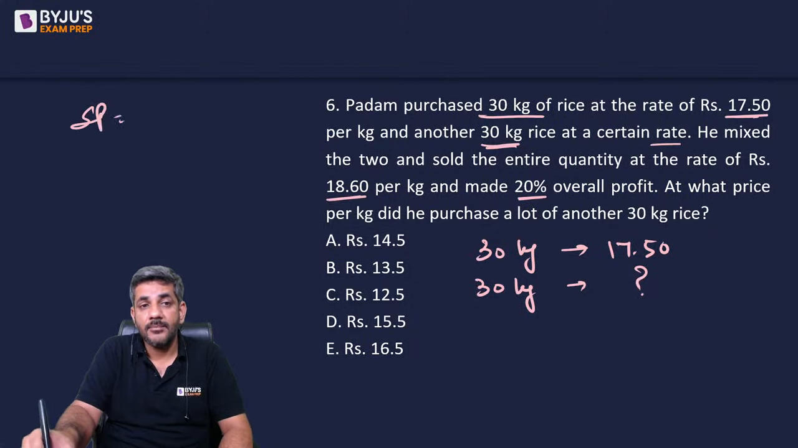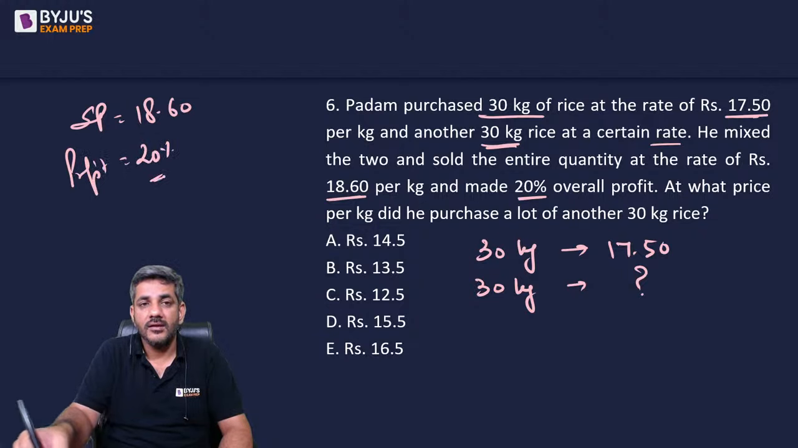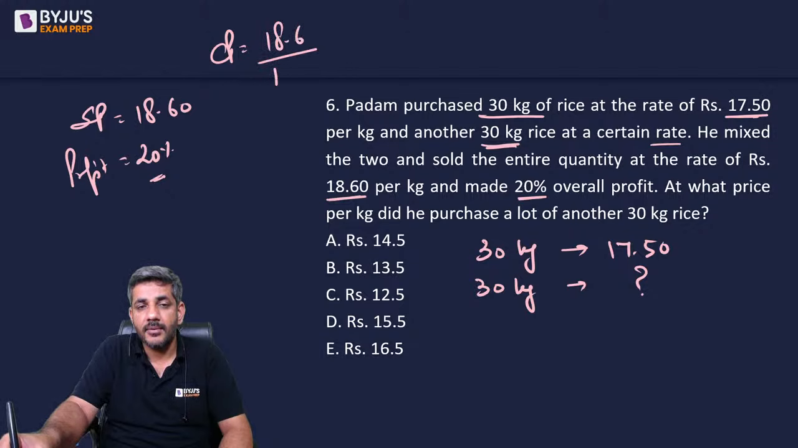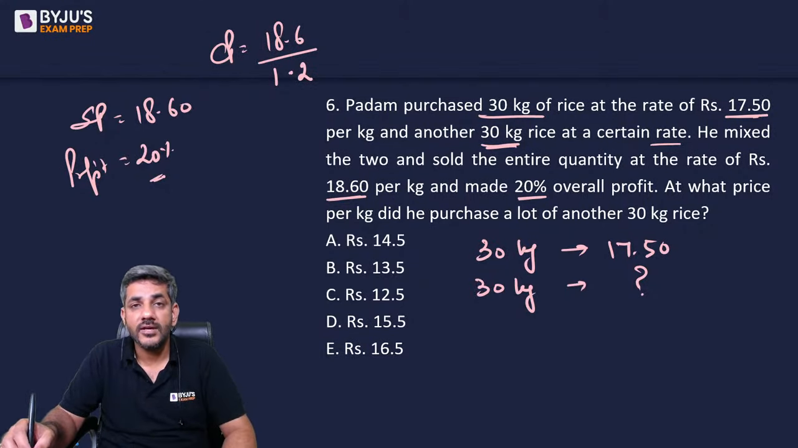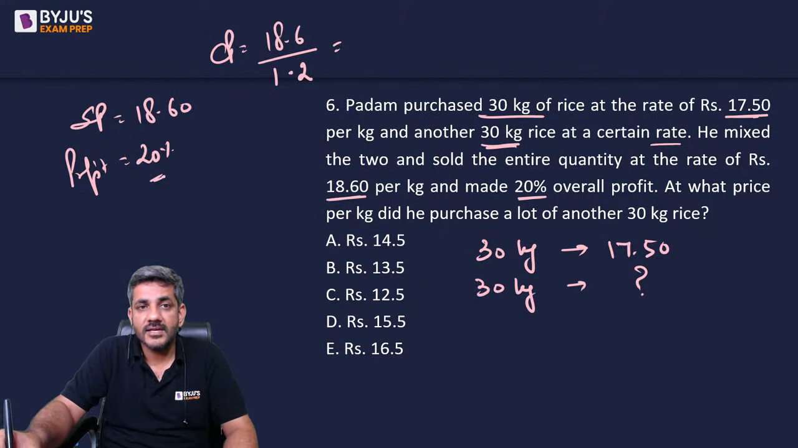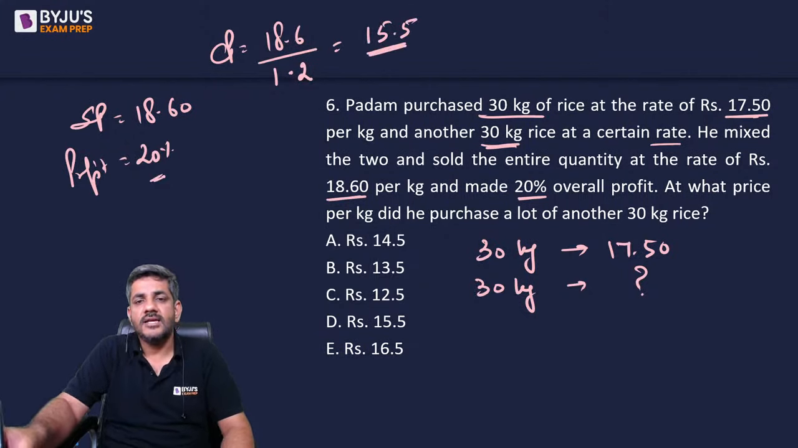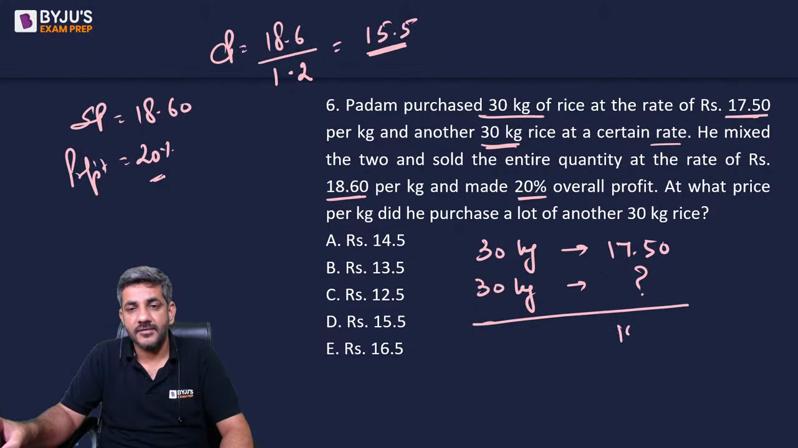If your selling price is 18.6 and you have got a 20% profit on that, so that means your cost price is 18.6 divided by 1.2. 20% profit अगर है तो 1.2 से आप इसको डिवाइड करेंगे. So divide करिएगा, कितना आता है? So 12 1 12, 12 5 60. That means the resultant price is 15.5.